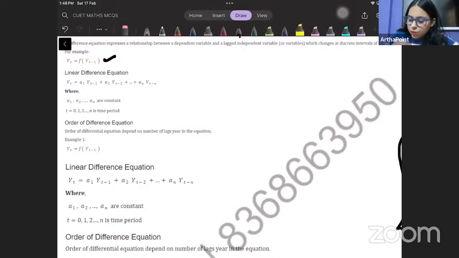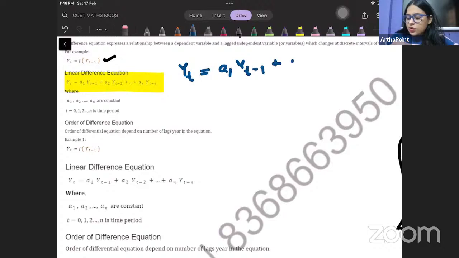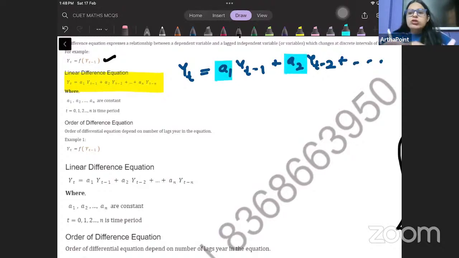So this is a typical format of a linear difference equation, where we are saying that this year's value is dependent on last year's value plus the value of the year before that, and so on. In this case, all these a's, a1, a2, a3 and so on, are called constants. We call all of these constants. And the y's are basically my variables, and t represents the time period.